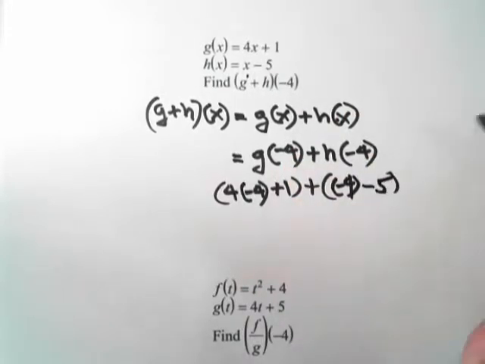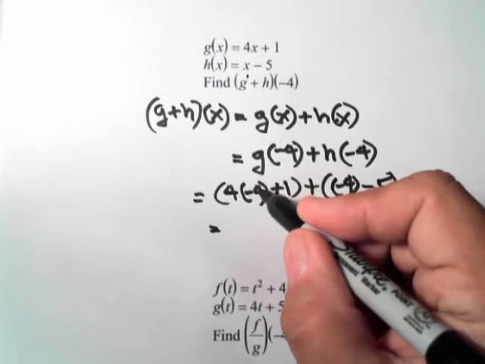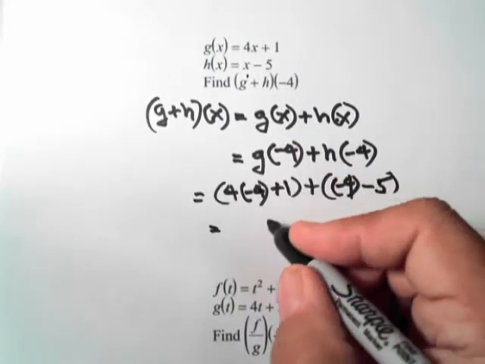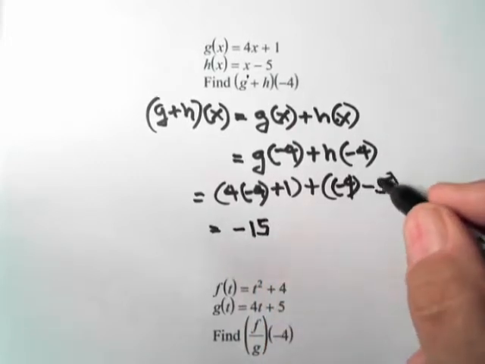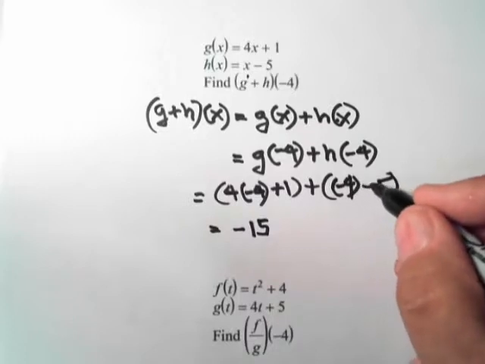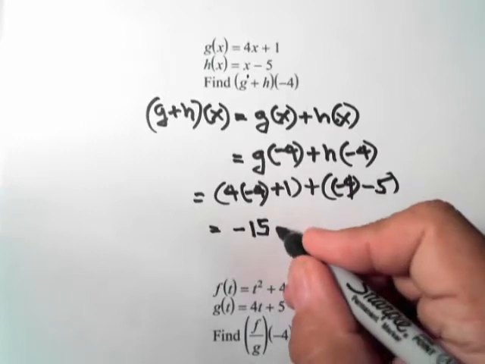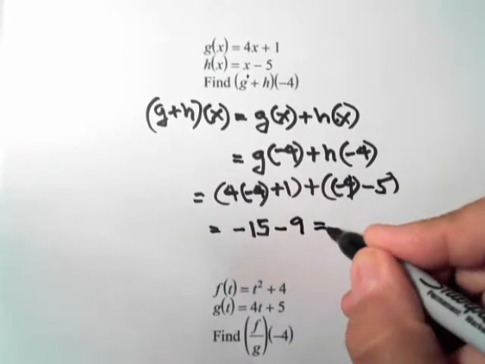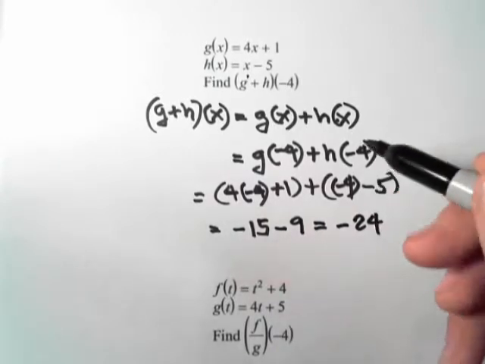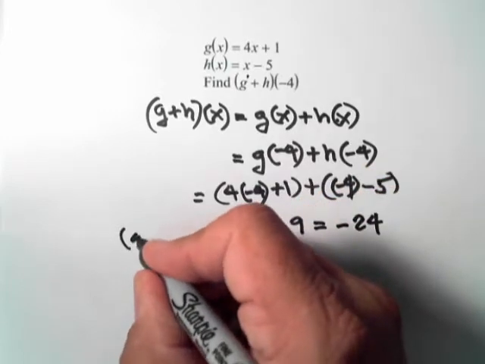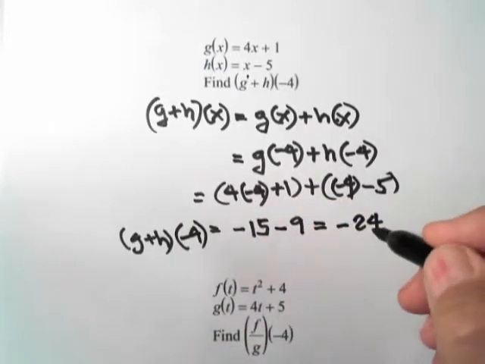Okay, well, let's clean this up. What's it going to equal? Well, 4 times negative 4 is negative 16 plus 1. So this is negative 15. And then here we have negative 4 minus 5. That's negative 9. Plus times minus is minus. So negative 9. Looks like the whole thing equals negative 24. So there it is. This is what g plus h of negative 4 equals: negative 24.